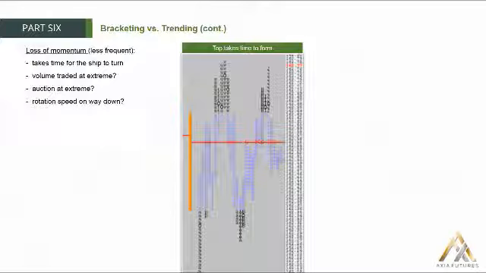It's almost like buyers and sellers are saying, well, we're happily accepting that the market is now trading these prices. So again, we can see that this is just a slowing type of momentum that's occurring at the high of the day.